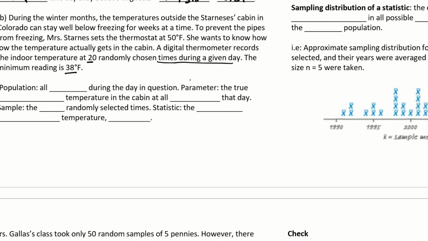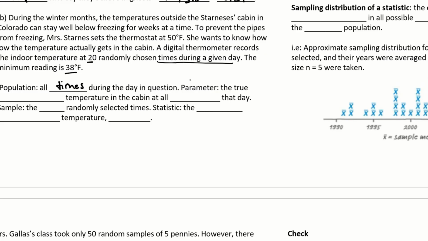And okay, so in this case, it said the sample is 20 randomly chosen times during the day, right? So we know that. So that means the population is all the times during the day, right? So all times during the day in question.